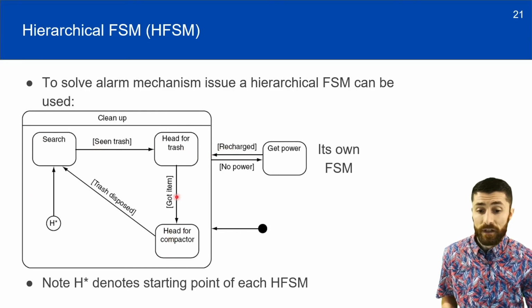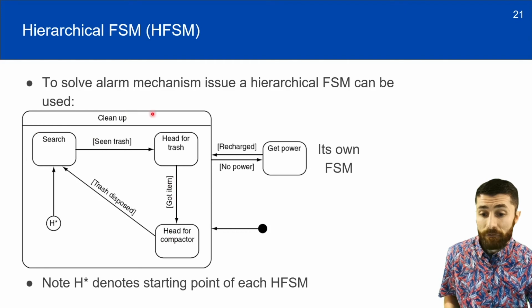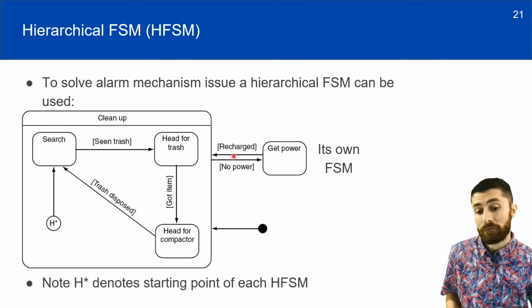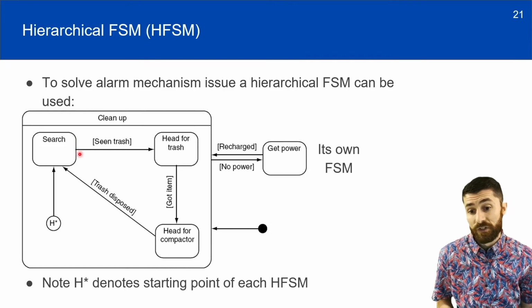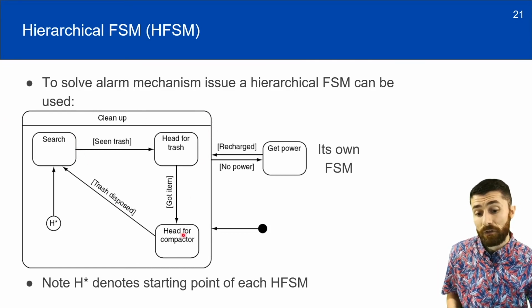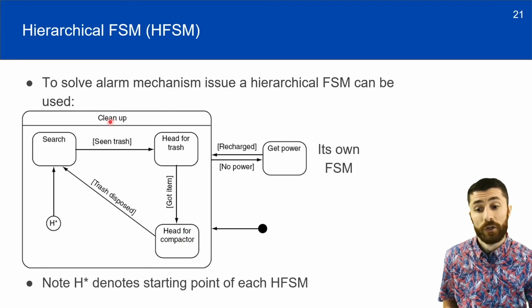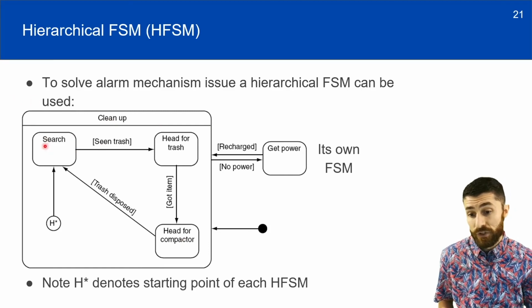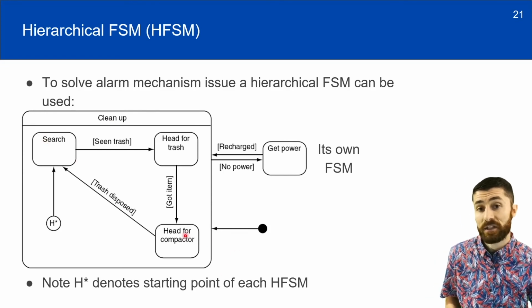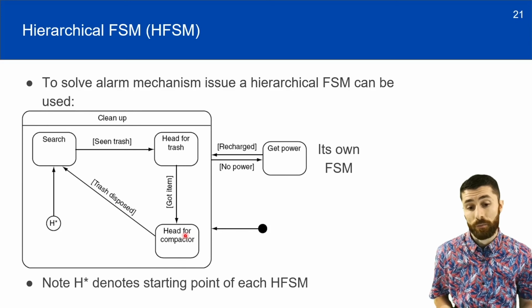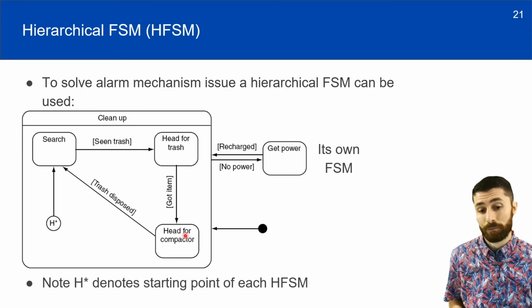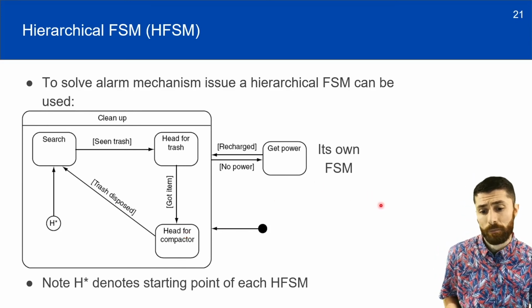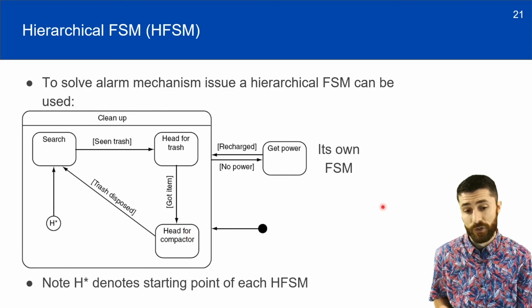And that's the key thing here: when we left this finite state machine, we will have left in one of these three states. And because we're just transitioning back to this high level finite state machine, it will return to exactly where it was. So if it exited in the search state, it would return to the search state. If it was in the head for compactor state, it would return to the head for compactor state after it had got its power. And that's the real benefit of a hierarchical finite state machine.